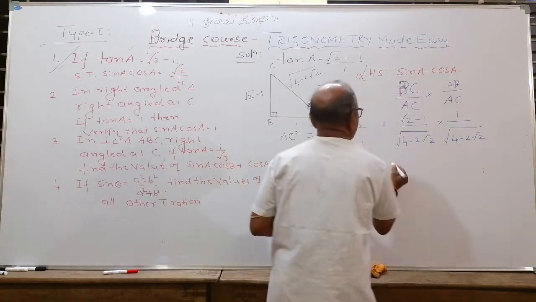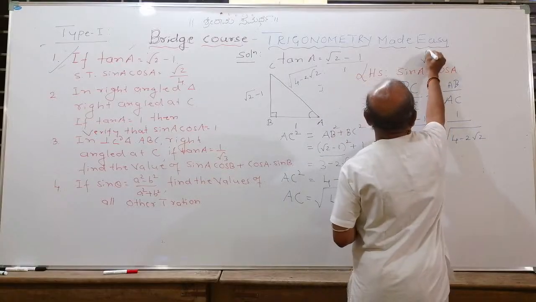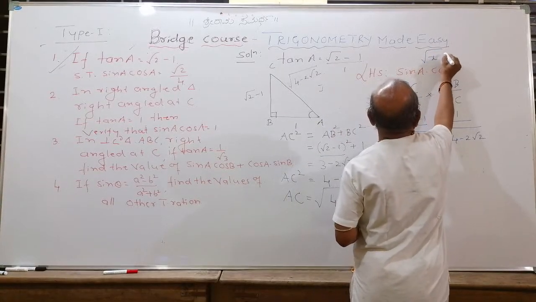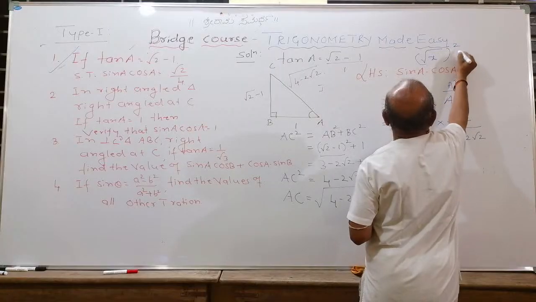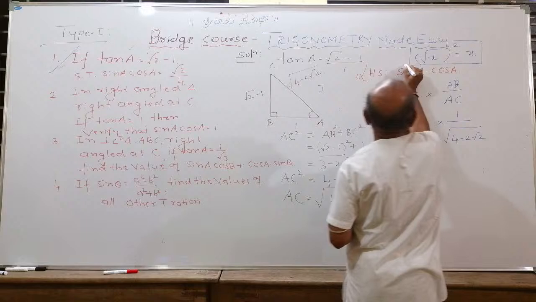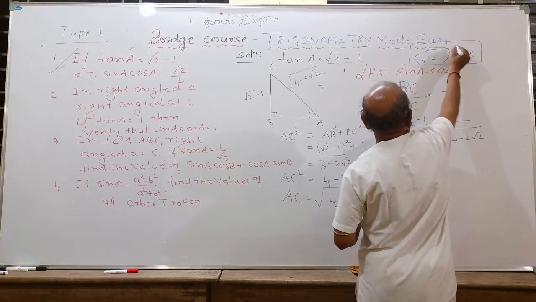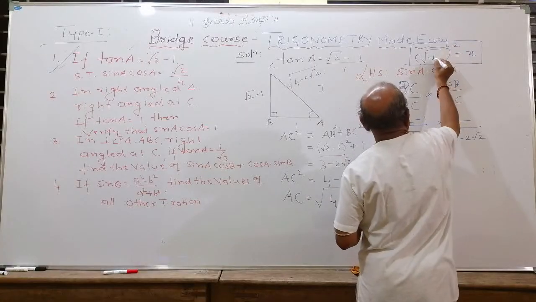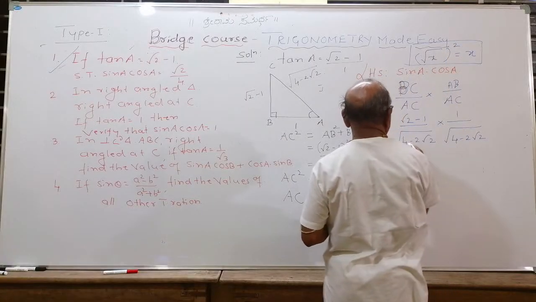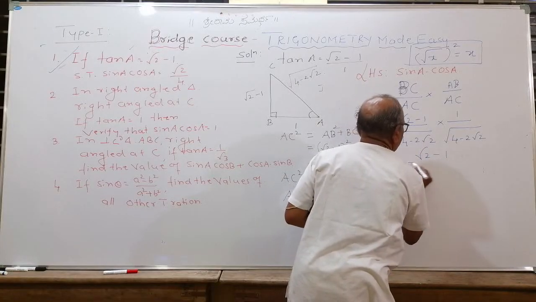Again AC. What is root x into root x? Just now I told you. Always remember, root x square is always equal to x. Write this concept. This concept will help you. Root 2 square is 2. Root 5 square is 5. Root 8 square is 8. Similarly, you get here root 2 minus 1 divided by.